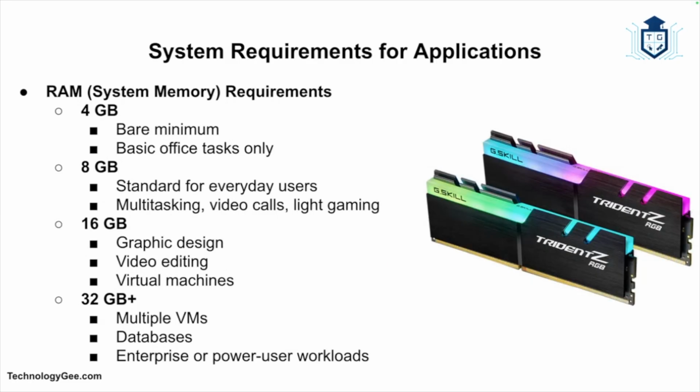Next, we have the RAM requirement. So you got 4 GB of RAM, and that is a minimum for basic office applications like Word, Excel, and web browsing. 8 GB. This is comfortable for most users, light gaming, video calls, and multitasking. 16 GB. This is recommended for graphic design, video editing, virtualization, and modern gaming. Then you got 32 GB plus. This is needed for heavy workloads like running multiple VMs, databases, or high-end content creation.